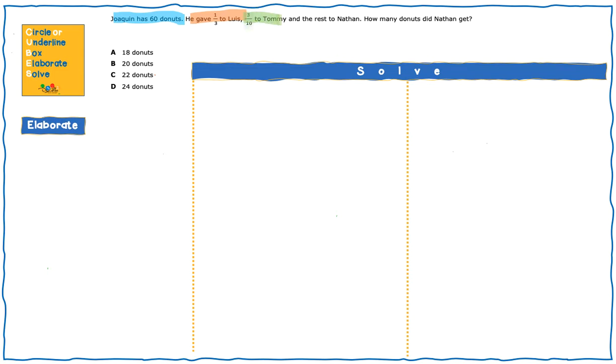Then I'm gonna have 3/10 to Tommy. And notice how this is a continuation of this sentence, so it means that he gave 3/10 to Tommy and the rest to Nathan. So the rest to Nathan. And then I see a question mark at the end of this sentence, so this is going to be my question. And it says, how many donuts did Nathan get? And I'm going to box this question right here.